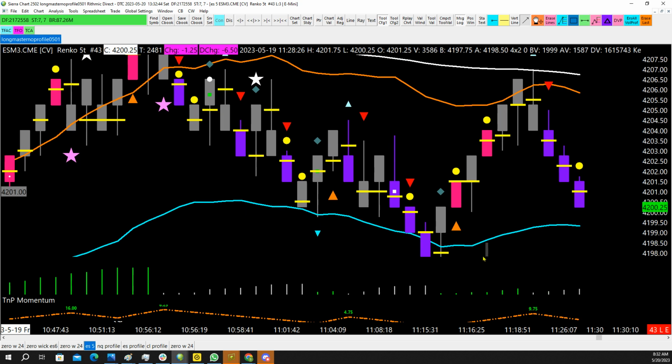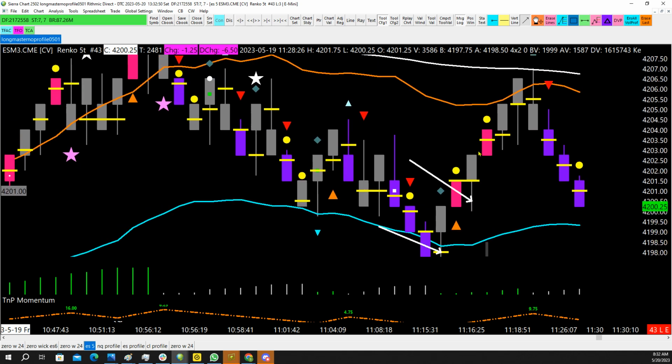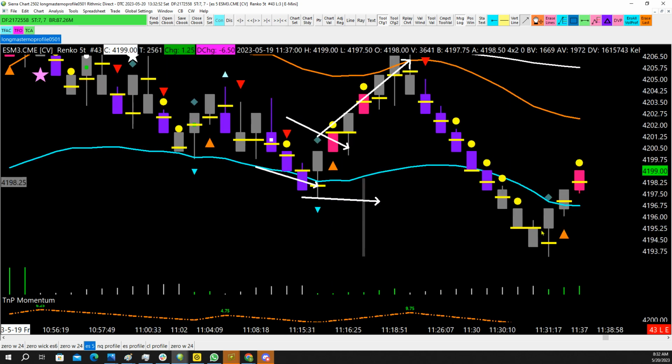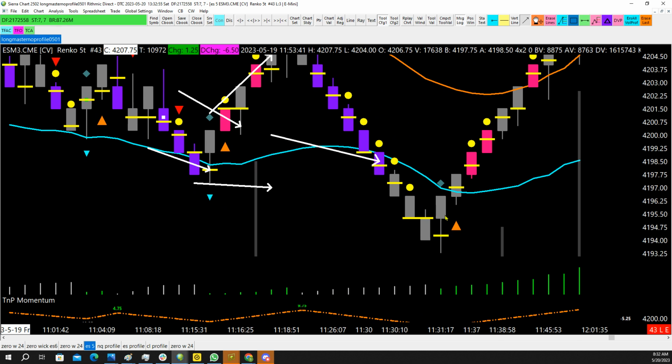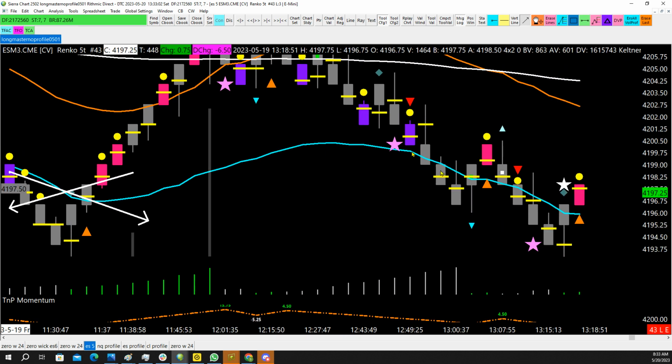Purple bar, no pink bar. Purple bar, pink bar, stop. Price goes up. Purple bar. So I need the triangle after the pink bar, so no trade in this case. Purple bar, pink bar, stop, -4.